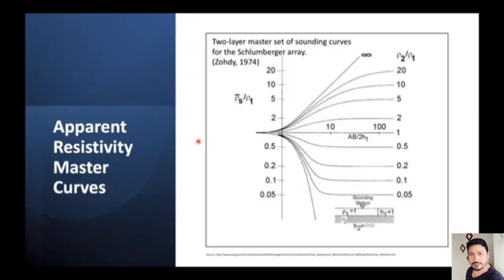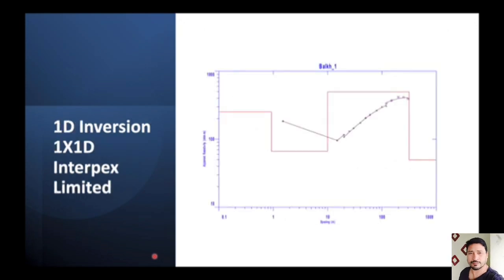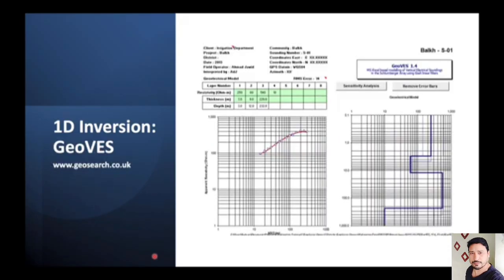Okay, let's have a look at some of the interpretation software. Before the days of computers, we used to use master curves, and in my career, I only came across one guy in India who was still using them. That's about 20 years ago. Most people nowadays are using computers. For example, this 1D inversion software, IX1D by Interpex Limited. And this one here is called GeoVES. It's an Excel-based software which I made about 20 years ago. I'll make a separate video about it soon.